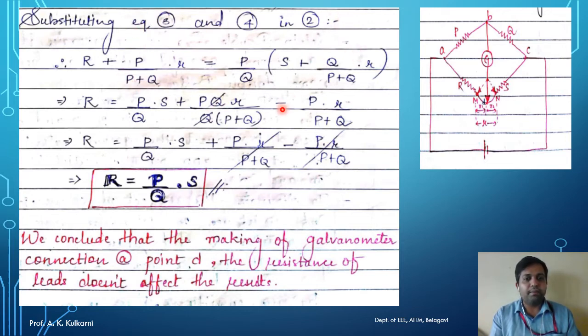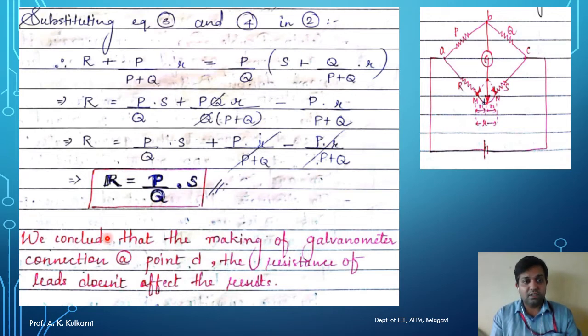So it will be minus P into R divided by P plus Q. Now do the further simplification. So P by Q into S plus P by R divided by P plus Q minus P into R divided. So these two terms, what will happen to these two terms? Yeah, they will get cancelled with each other. So ultimately we are going to get what? So unknown resistance is equal to P by Q into S.